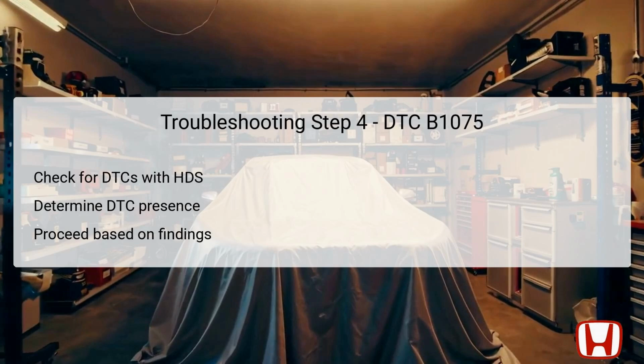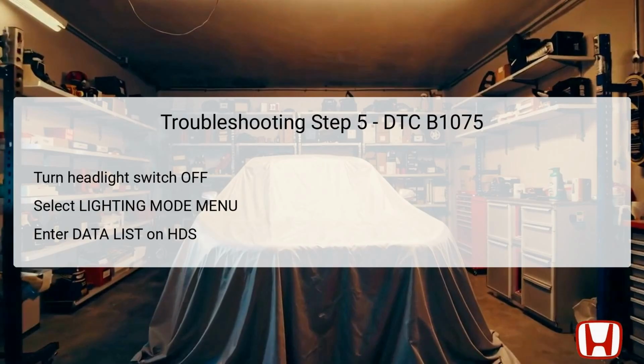The tracking of intermittent failures often leads to discovering underlying issues that may not surface during regular diagnostics. Once DTC presence is confirmed, the next step involves turning the headlight switch off to prepare for a detailed check of the lighting system. The HDS should be used to select the lighting mode menu, which provides the necessary tools to delve deeper into the lighting circuit diagnostics.